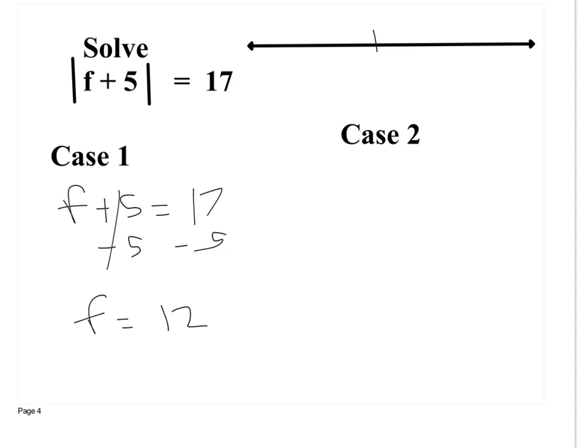12. 17 minus 5 is 12, right? So on a number line, if that's 0, f is 12, or it's going to be another number, because either one's going to make this a true statement. Case 2, I assume f is what? Negative. So f plus 5 is equal to negative 17.